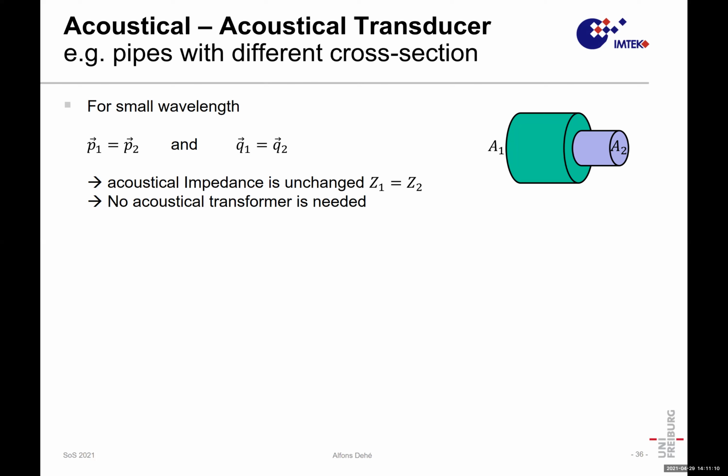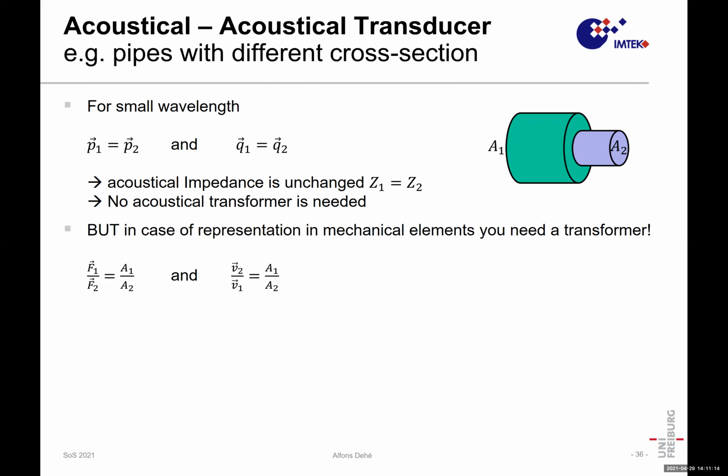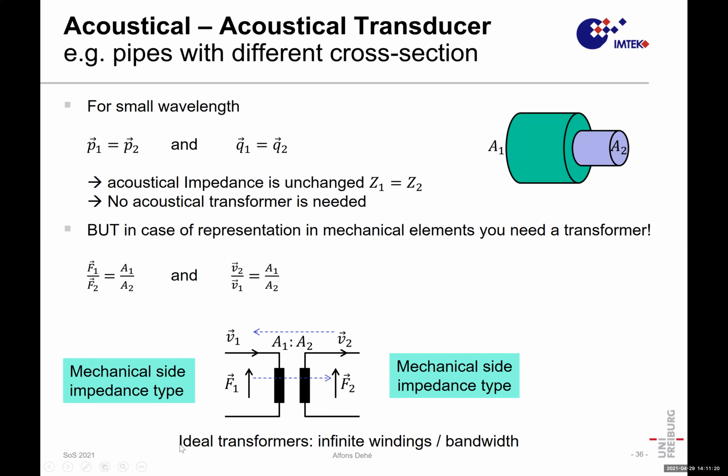So you don't need to have an acoustical transformer. But if you describe this in the mechanical domain, then you have to use a transformer in between, because now the velocity is changing and the area is changing, so you need this simple transduction. Maybe this is also a reason acoustic engineers like the acoustic domain to describe systems.